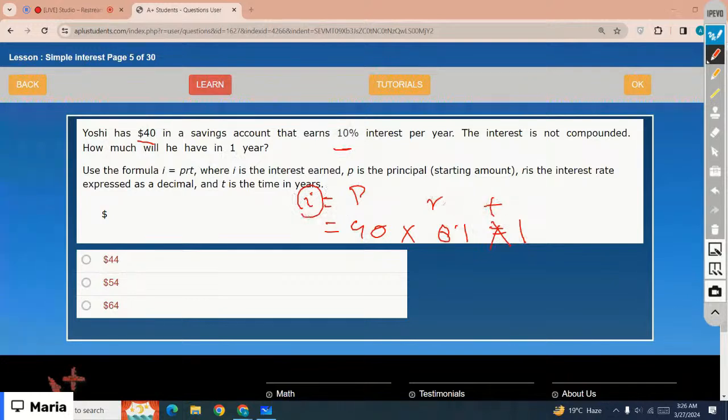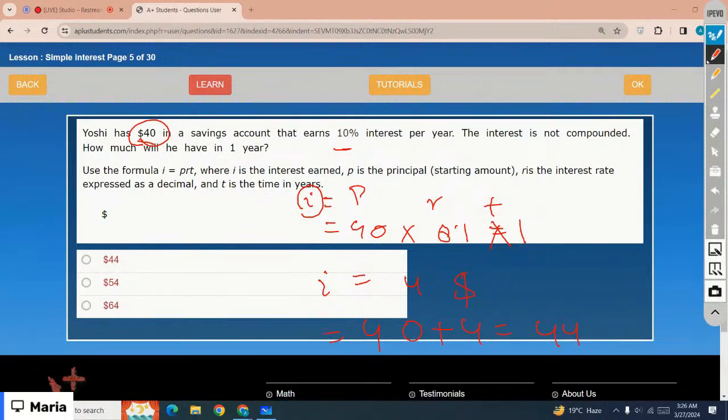This formula gives you the interest on $40, right? So 40 times 0.1 is 4. That means the interest is $4. Interest on how much? 40. That is the saving. So next year he has in his account the $40 he started with, and 4 is the interest he has for the whole year. So next year he has $44 in his account. Got it?